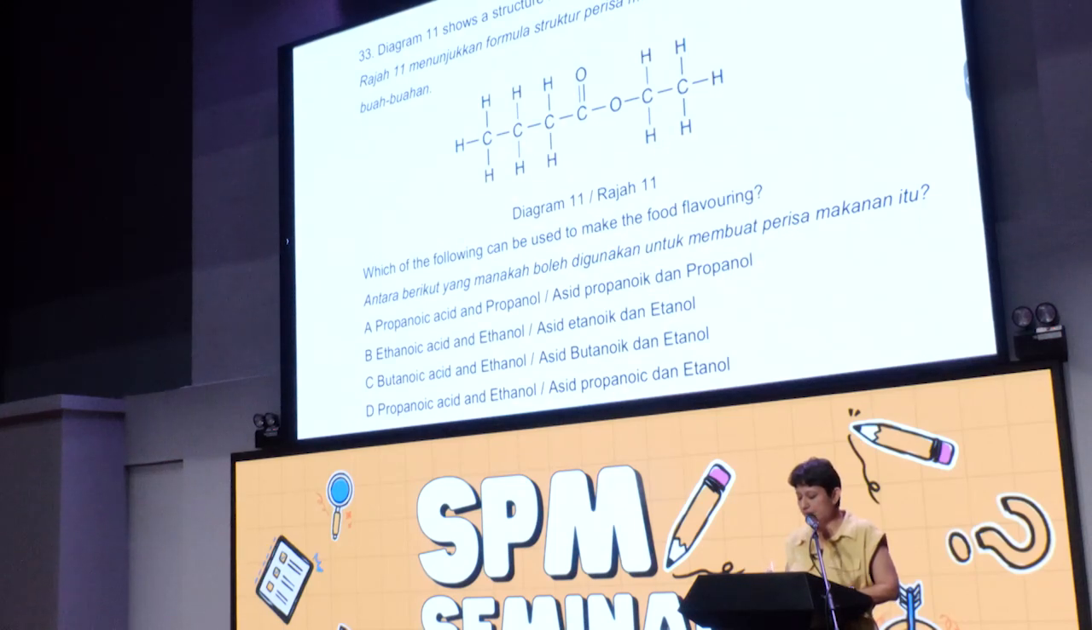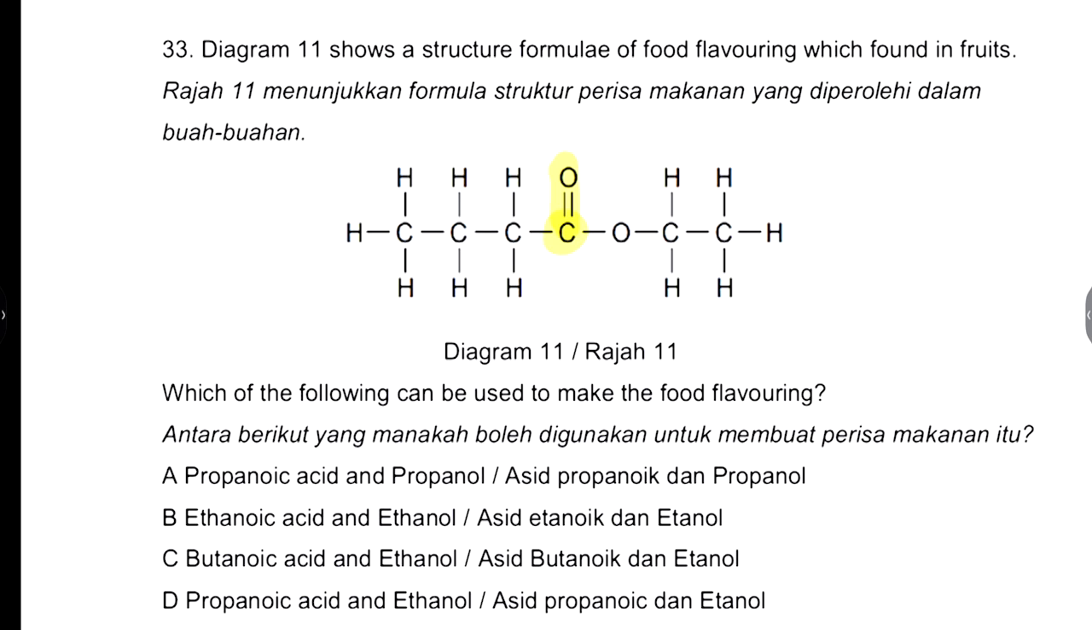Okay? All right. This one, how to see. Yeah? This is an ester. How do you know it's an ester? Ester is COO. COO is ester. Okay. Here is how you do it. This part with the double bond, this side is from the acid. This part without the double bond is from the alcohol. Okay? So, 1, 2, 3, 4, butanoic acid. 1, 2, ethanol. Can you see?